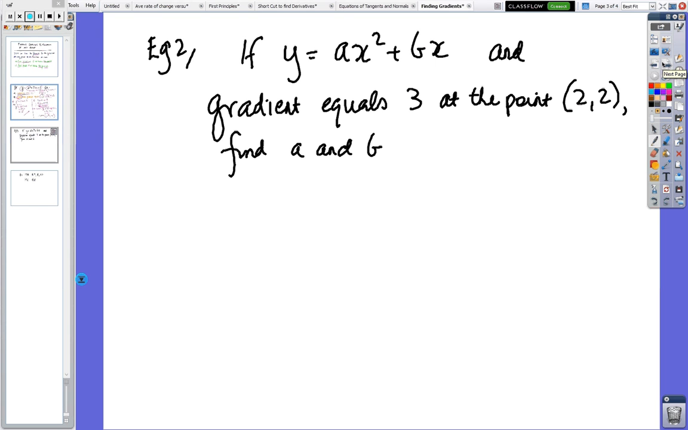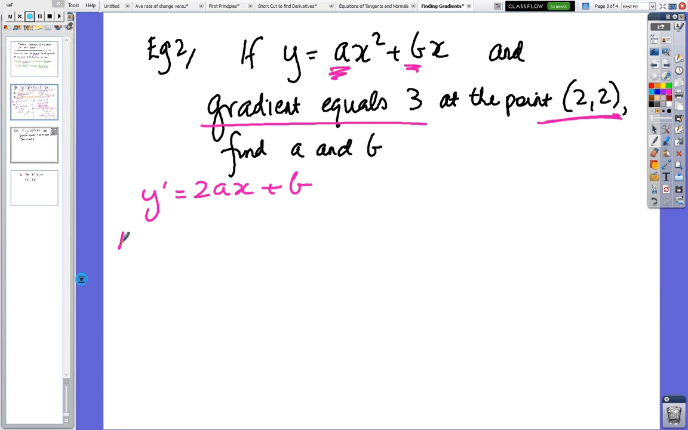Okay, so here's another question where you're given clues, but you don't have the original function. So we're told that we've got missing a, missing b. We've got a gradient equals 3 at the point. Okay, so we've got plenty of clues. So first thing we do is we still find the gradient. So we've got 2ax plus b is the formula.